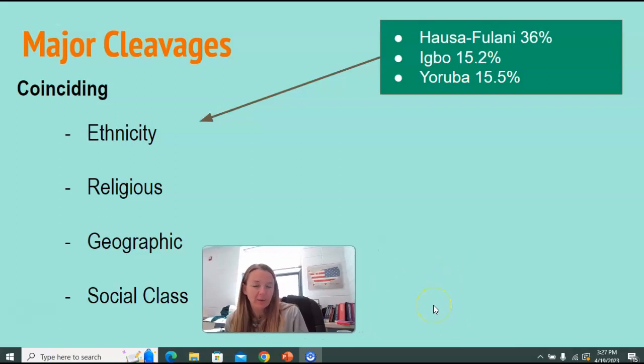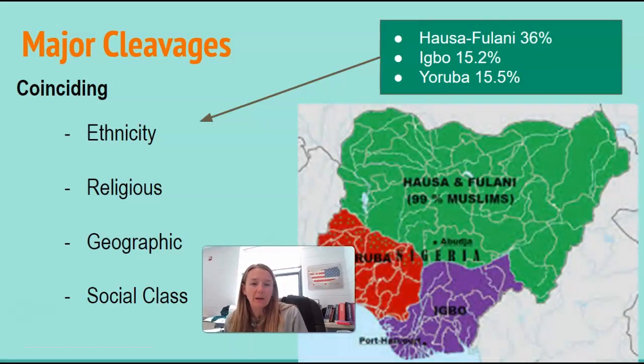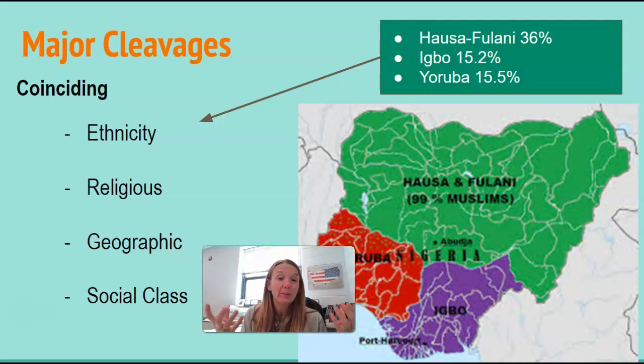Purely Hausa makes up about 30%. Fulani makes up about 6 for a total of 36. But these 2 cultures have kind of blended in a lot of regards into one. So a lot of times you'll hear them called the Hausa Fulani rather than the Hausa and the Fulani. Those people live typically in the north, as we see.